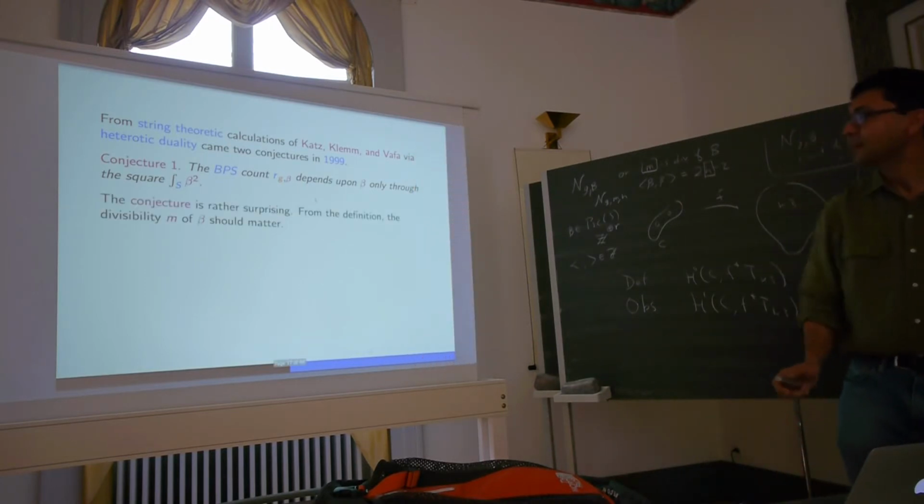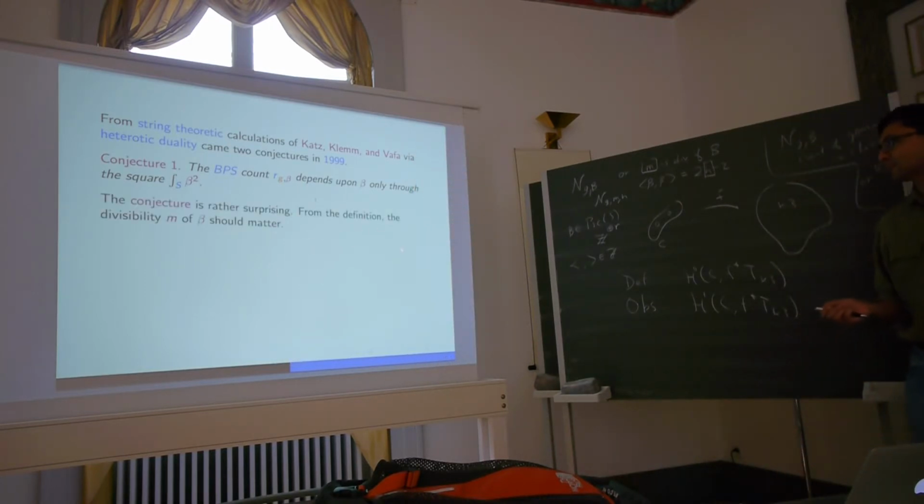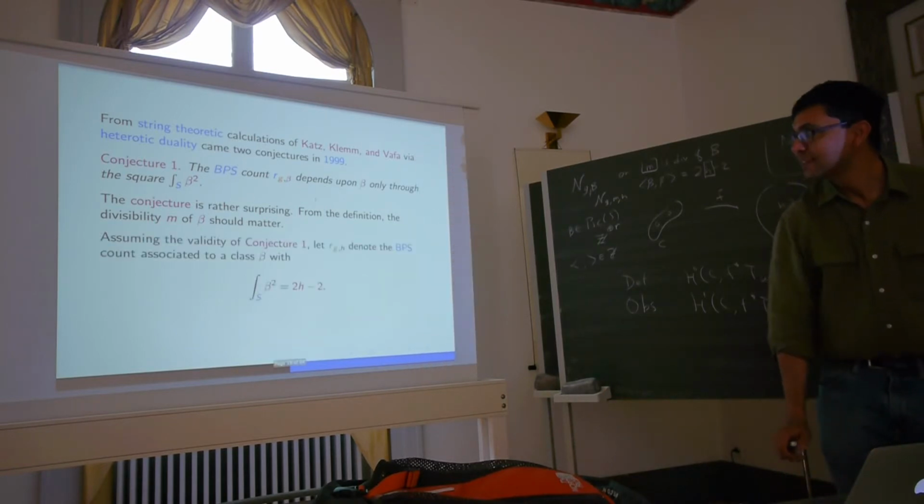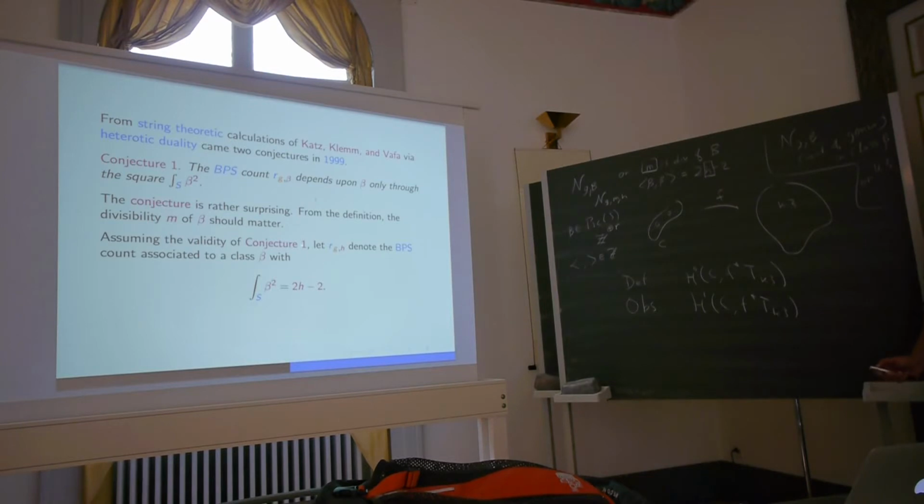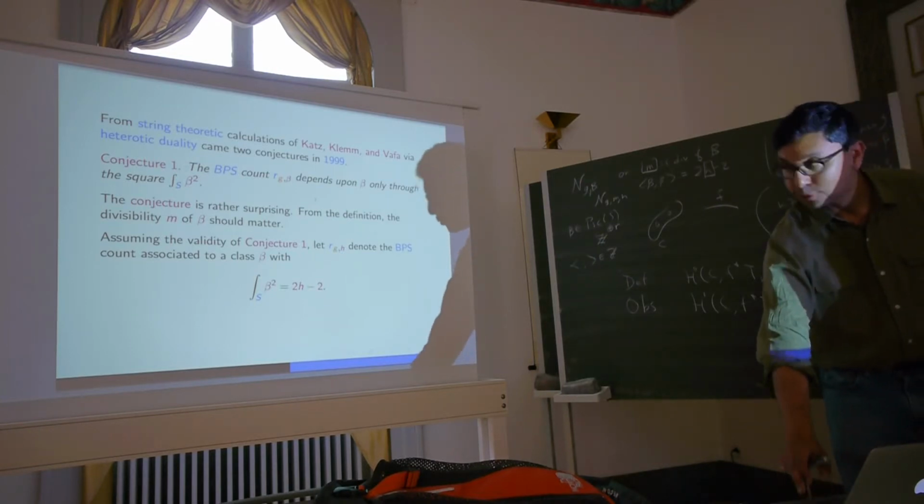And then once you know that, so I said this conjecture is rather surprising because it should depend on m too. But this BPS basis has this cunning property that takes out the m dependence. So this is already good. So if I assume the validity of this conjecture, we have this r_{g,h}, and it depends only on g and h. So that's the genus and the self-intersection. The divisibility is gone, conjecturally gone. Then the question is, what is the formula?